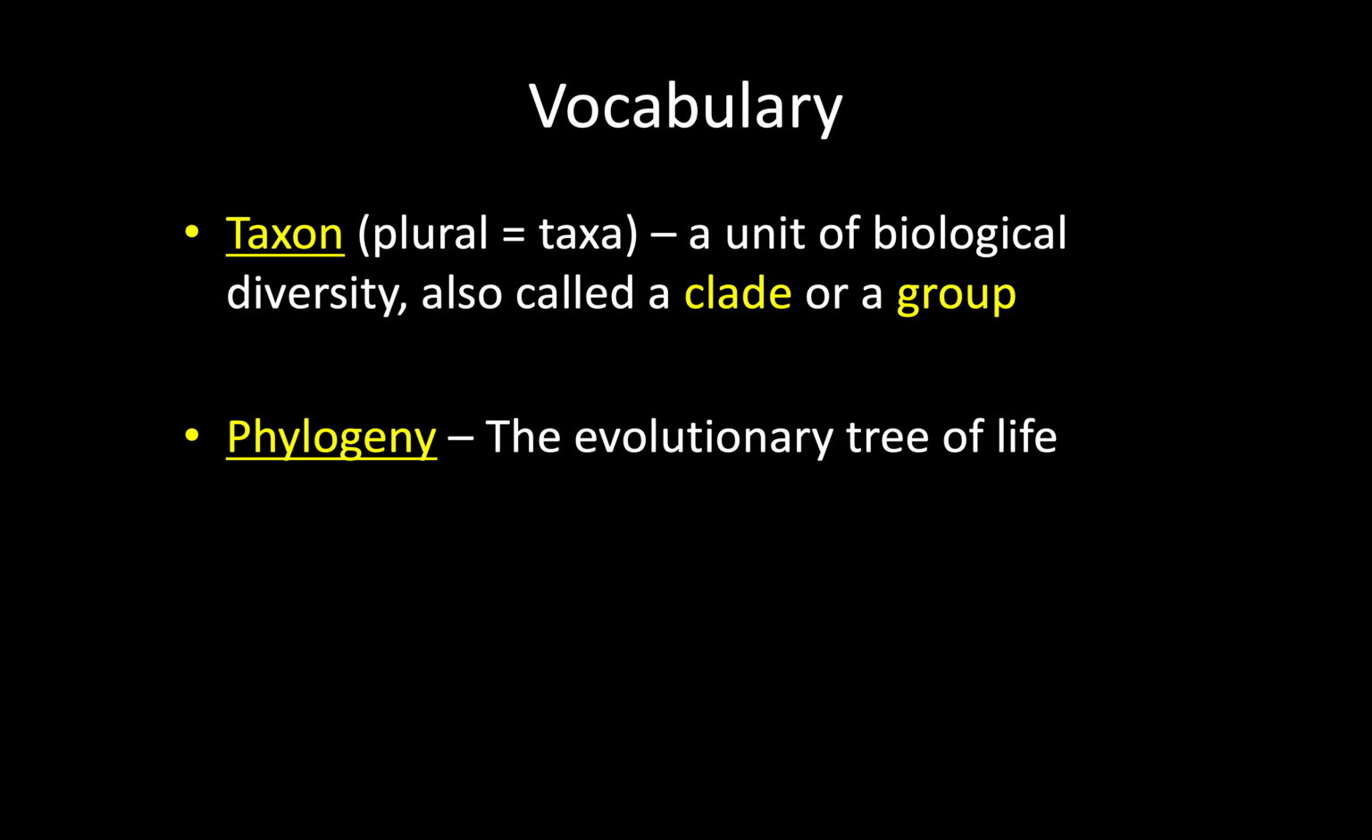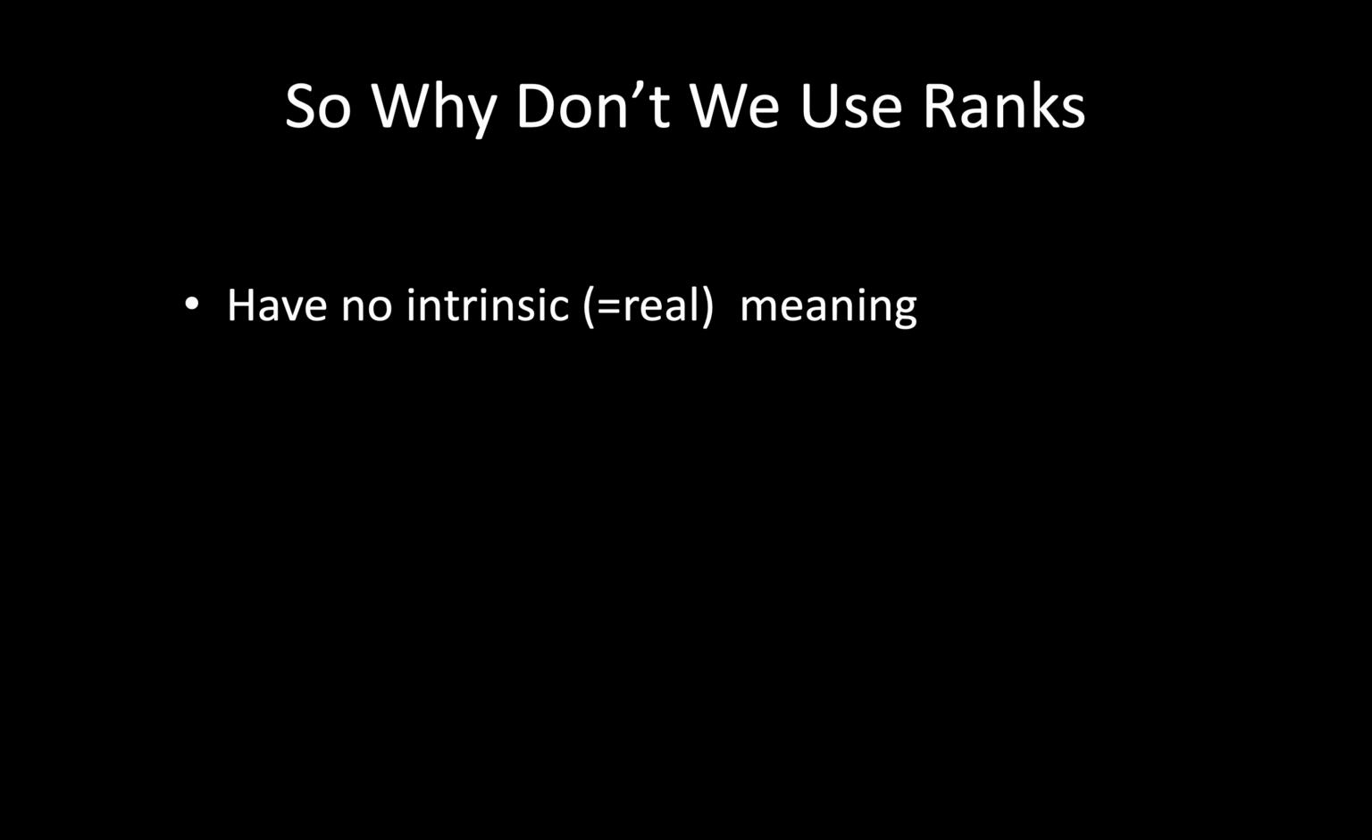But first, I'm going to give you some vocabulary. Taxon, or taxa, which is plural, just means a unit of biological diversity. So it could be talking about a taxon such as Homo sapiens. A taxon could be mammals. It could be a big group. It could be a small group. It just means a unit of diversity. Okay? Phylogeny is the evolutionary tree of life. So if I say I'm studying phylogenetics, I'm saying I'm studying evolutionary relationships. That's all it means.